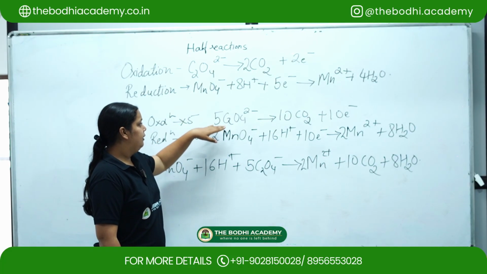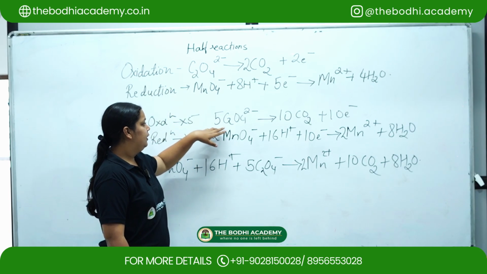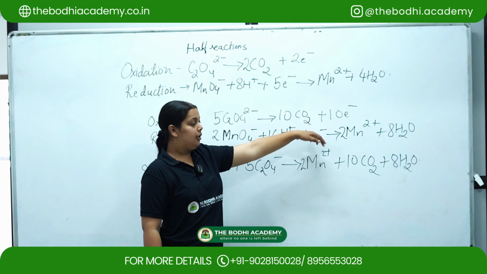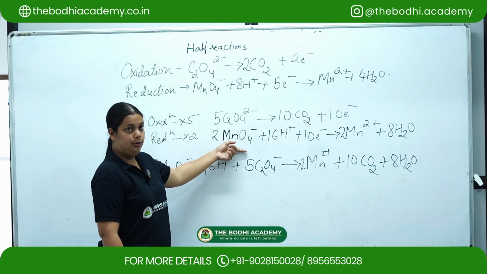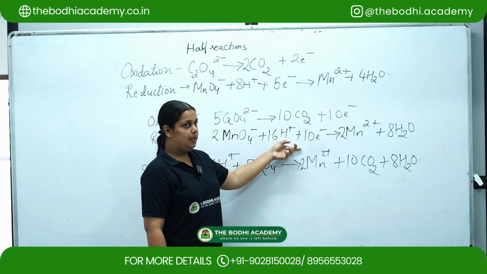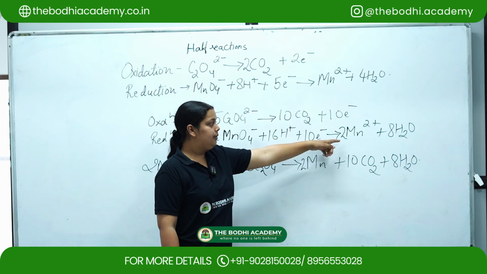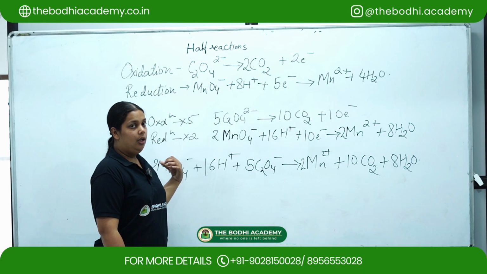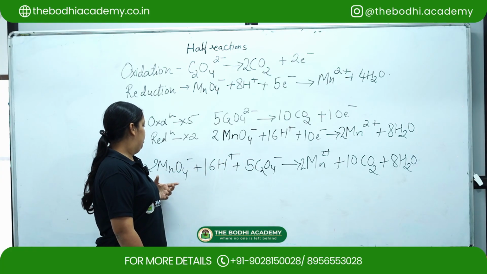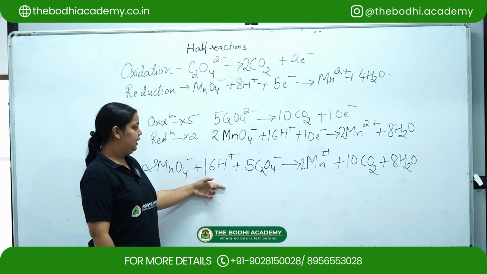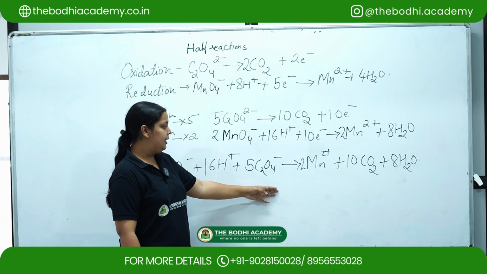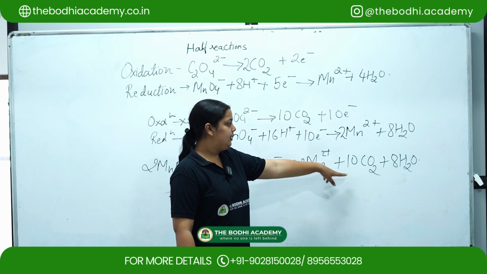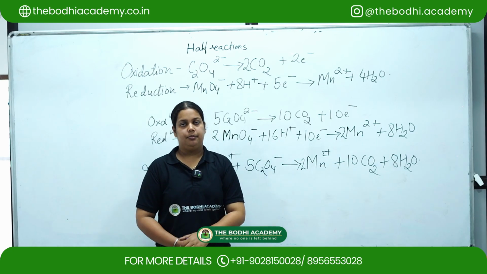Multiplying 5 in the oxidation, we get 5 C2O4 2- gives 10 CO2 plus 10 electrons, and here we'll have 2 MnO4- plus 16H+ plus 10 electrons gives 2 Mn2+ plus 8 H2O. So overall we can write the reaction as 2 MnO4- plus 16H+ plus 5 C2O4 2- gives 2 Mn2+ plus 10 CO2 and 8 H2O.